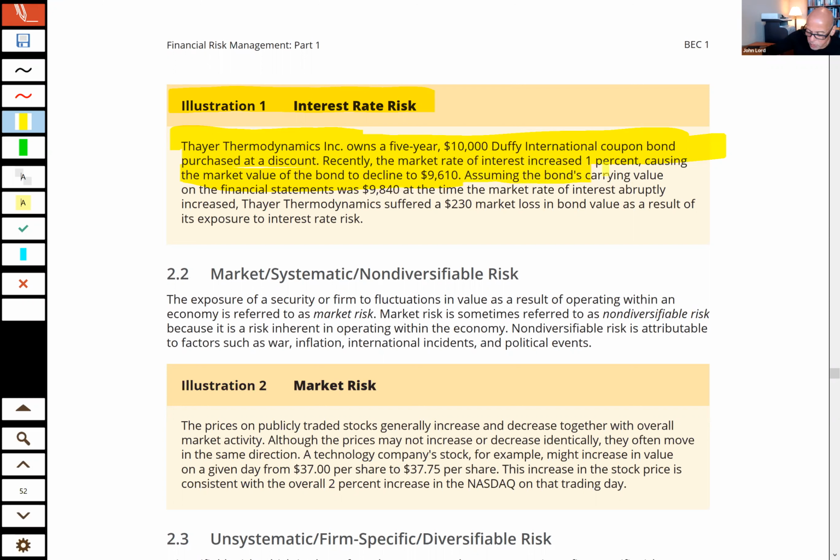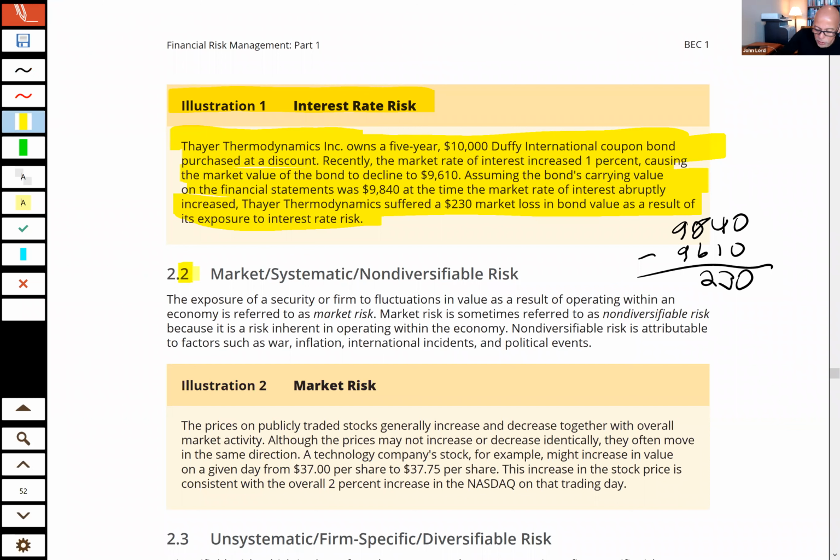So assuming the bond's carrying value was this 9,840, they told us that it did issue at a discount. The increase in interest rate would cause a market loss of 230. The 230 obviously being the difference between the 9,840 and the 9,610, because the market value of that bond has decreased because of the shift in the interest rates upward.